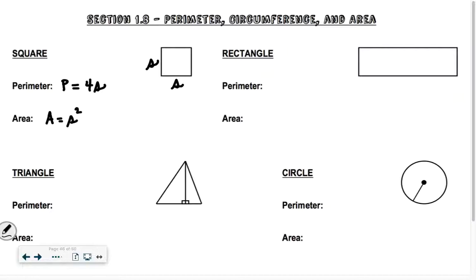All right, so a rectangle. I could have length, width, base, height. Doesn't matter what you call it. So let's say we have length and width. Then its perimeter is going to be length plus width plus length plus width. So the easiest way to write that is 2L plus 2W. And our area is going to be our length times our width.